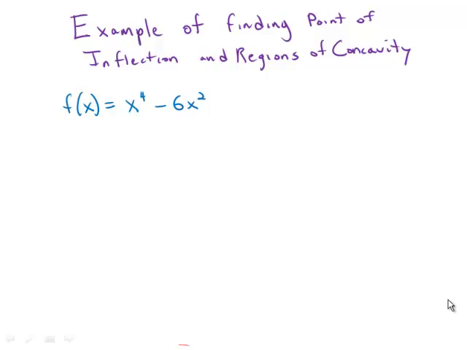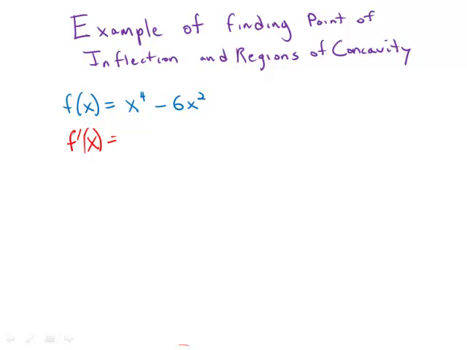In this video, I'll show an example of finding the points of inflection and regions of concavity for a function. So suppose the function we have is f of x equals x to the fourth minus 6x squared. So first thing we'll have to do to find points of inflection and regions of concavity is take two derivatives.